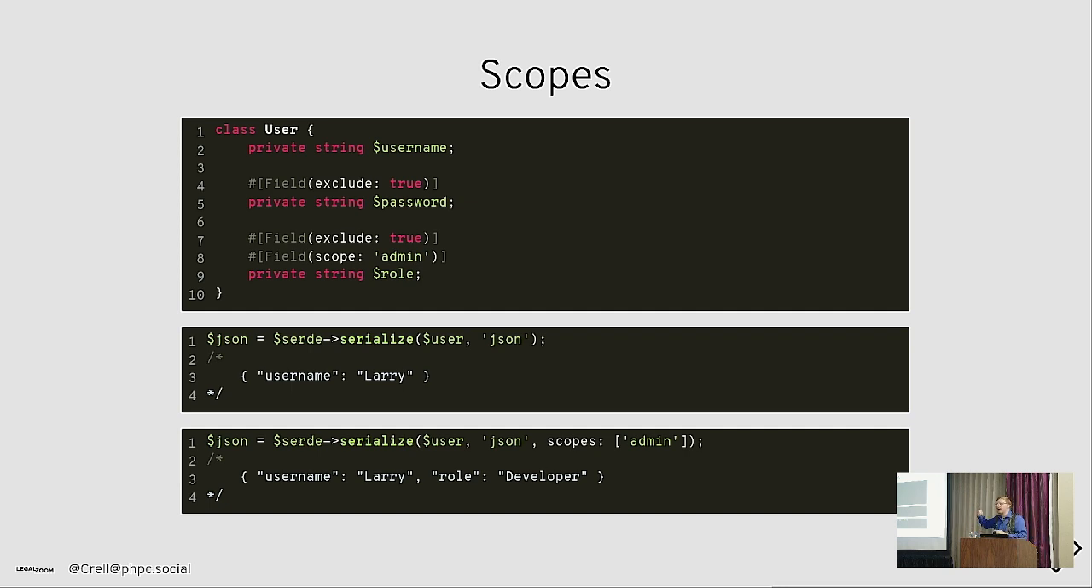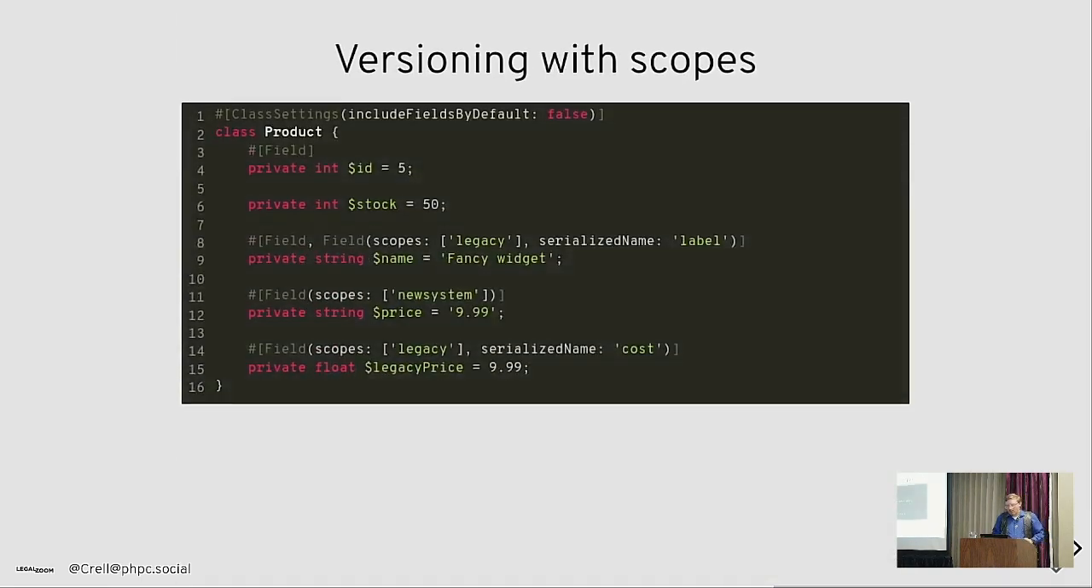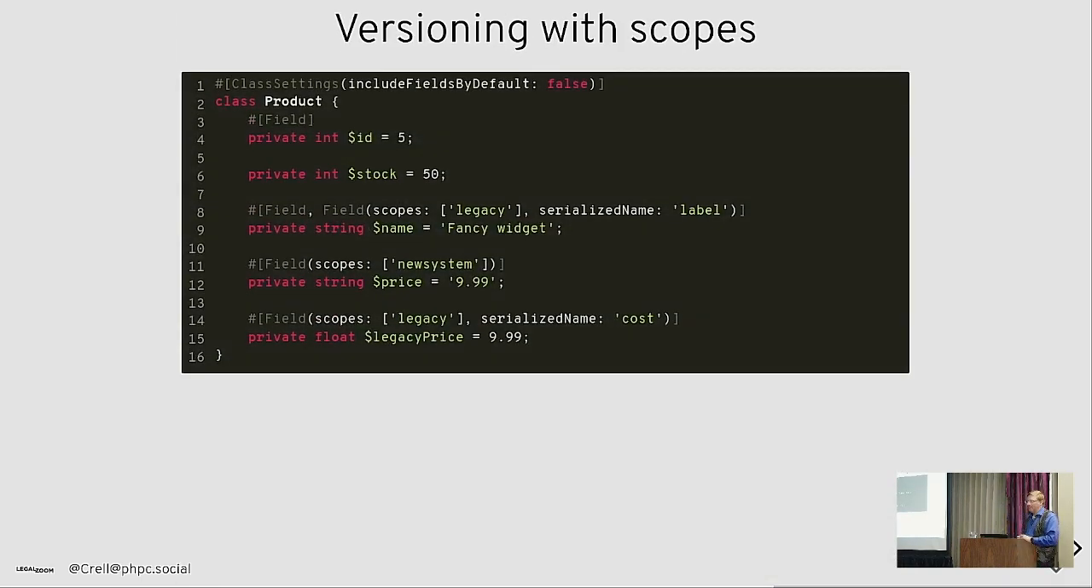And deserialization works just the same. It's completely symmetric. One nice way of using this, versioning. Say we're adapting our API. Then we're going to say, all right, skip fields by default. So if there's nothing specified on them, we won't use them at all for serialization or deserialization. Then opt in our ID field. Stock will never get used. Fancy widget will get used.